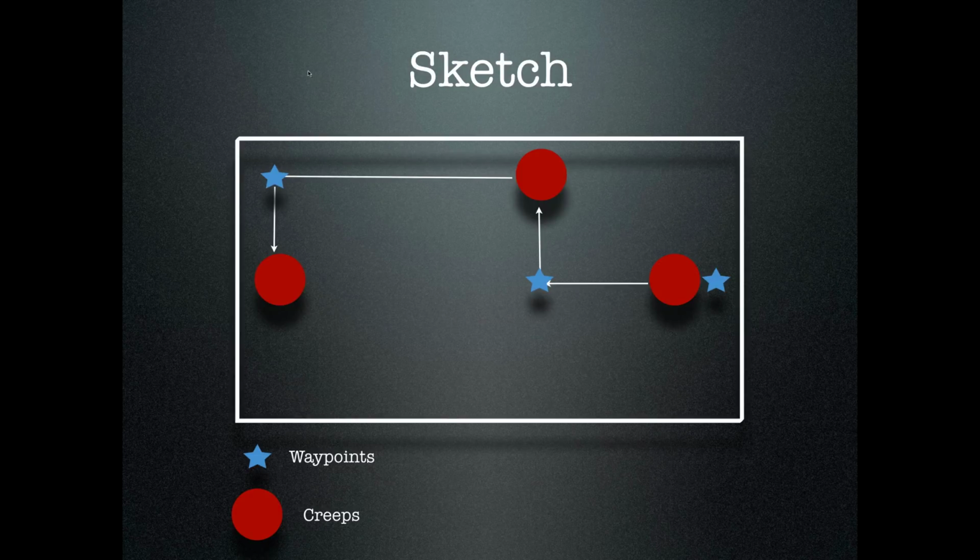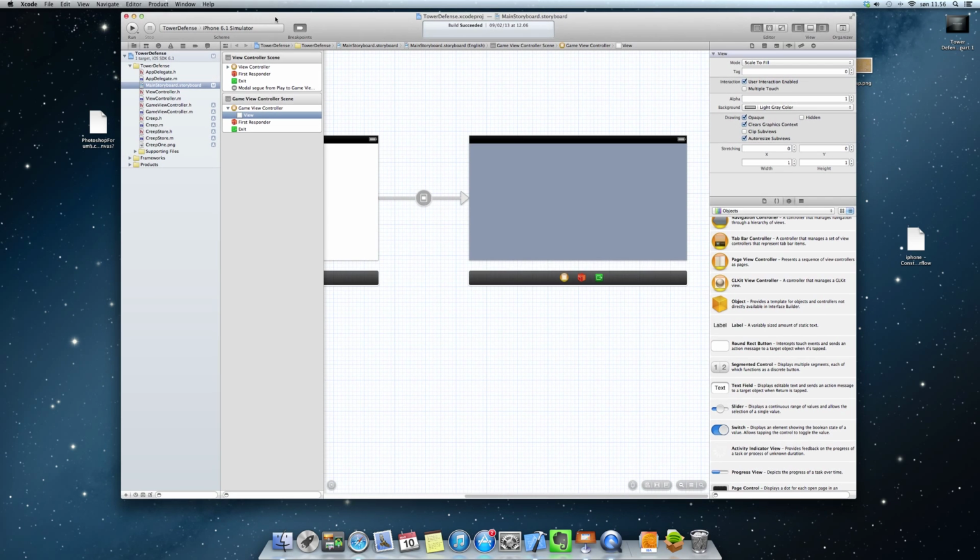And I've made a small sketch here, and what you see here, these stars, that is what represents the waypoints. The red ones are the creeps, and the white arrow is the path it is following. And it's actually going to be very effective because we can set these waypoints in our storyboard and our creeps will automatically follow them. Now let's just jump right into it.